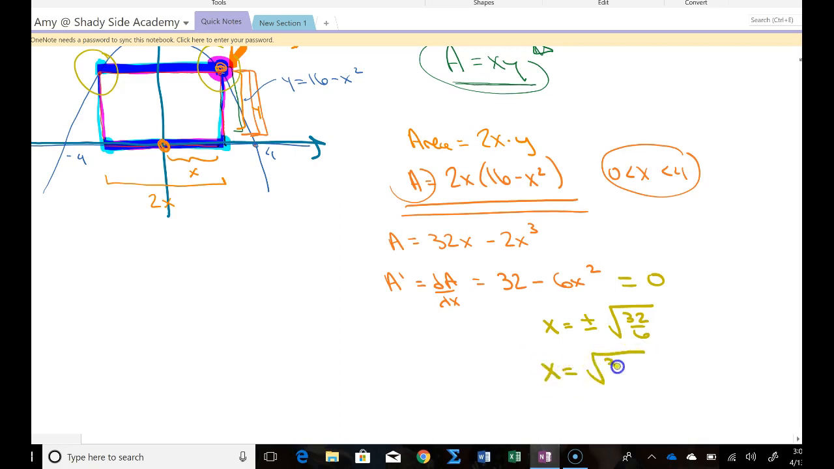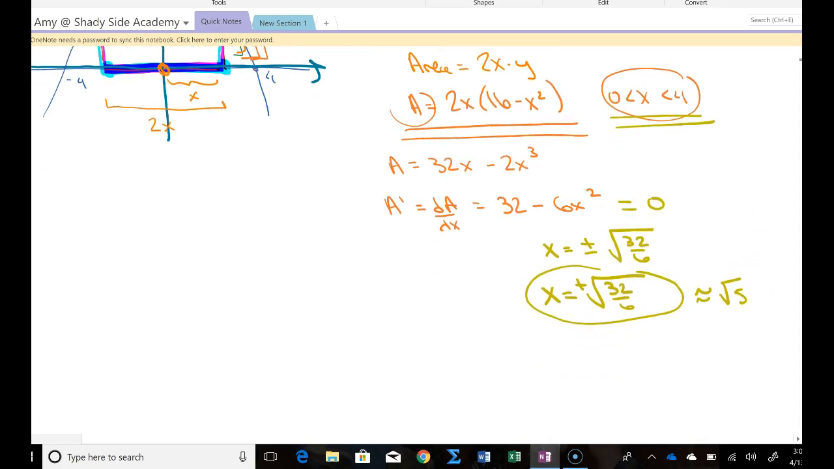Mathematically, I do have those two values of x that make A prime equal to 0, but in the context of our problem, I just care about the positive, right? And 32 divided by 6 is about 5. So you can say this is about root 5. The point is, I'm doing this mental math to show that this number is within my domain here. And once again, one critical point.